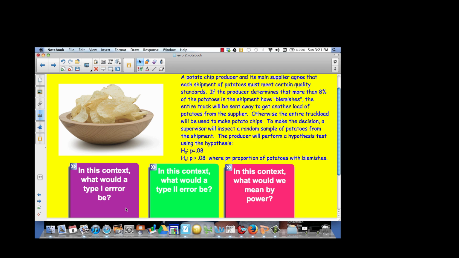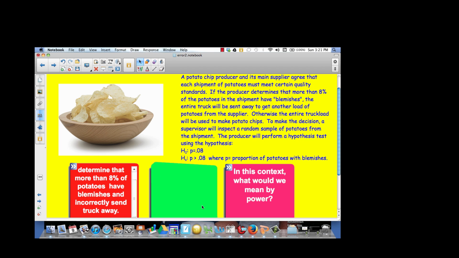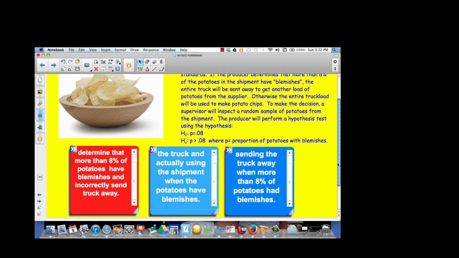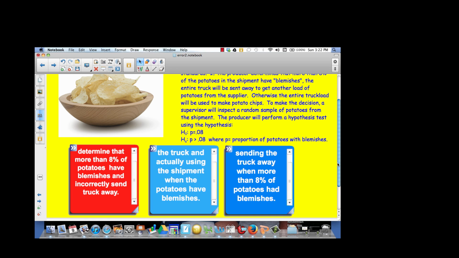Type 1 would be you determine that more than 8% of potatoes have blemishes, and incorrectly, goodbye truck, send it away. What would type 2 be? You failed to reject and actually use the shipment when they have blemishes, and then we all get stinky potato chips. Power would be correctly sending the truck away, or the probability that we correctly send the truck away when more than 8% of the potatoes have blemishes.